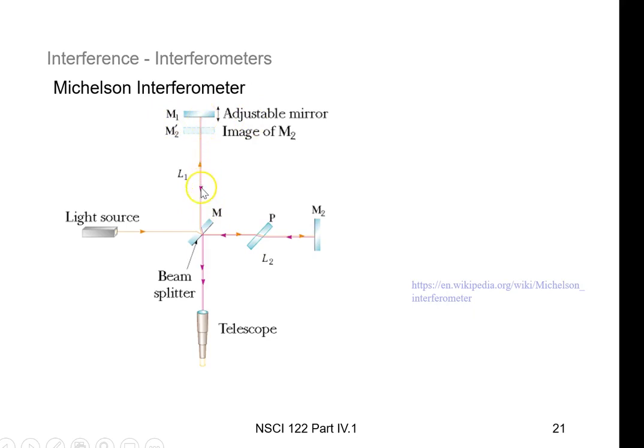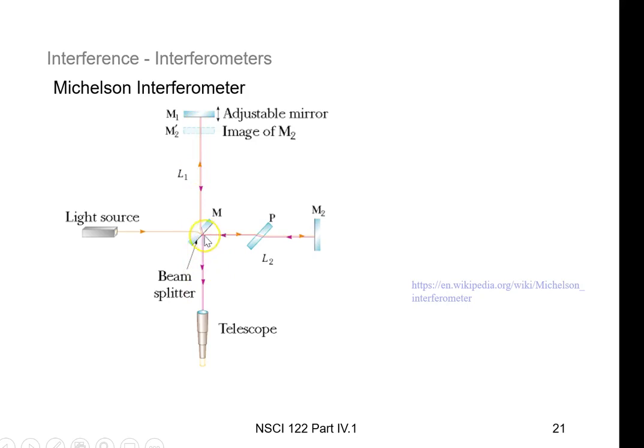That's that purple ray. Now, when it comes back down, half of that light is going to actually reflect back towards the source. We don't really care about that light. What we're interested in is the remaining light that goes straight through the beam splitter. So from arm one, you have light ending up going straight down.